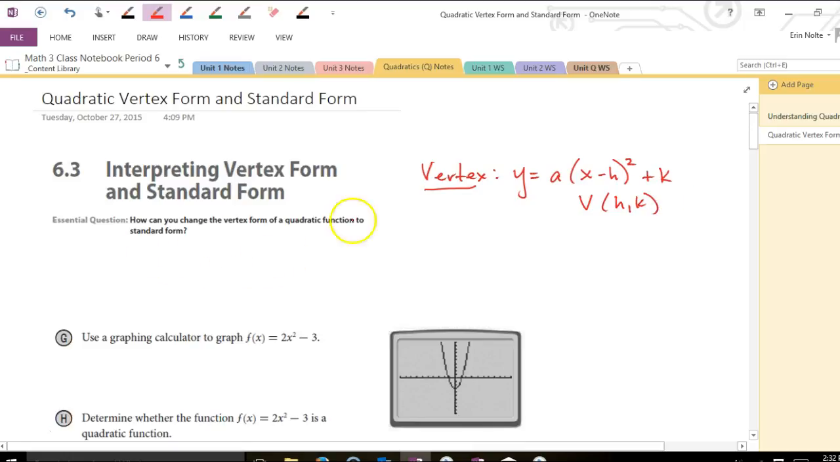Okay, today we're going to introduce standard form, because it's not always written in our nice perfect form. Most of the time, functions are written in standard form. Does anybody happen to know the standard form of a quadratic? I'll give you a hint. It starts with y equals. Okay, I'll tell you. ax squared plus bx plus c.